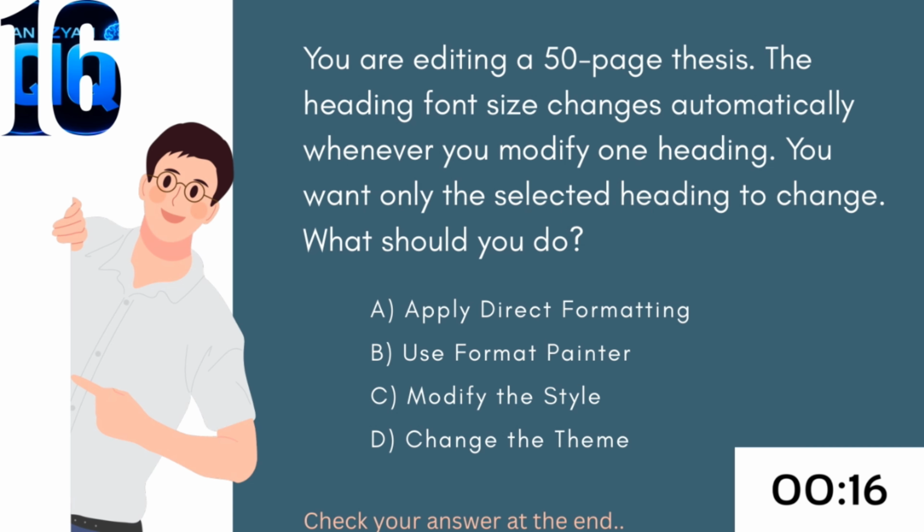Changing the theme alters the overall look of your entire document, so it's too broad for this case. Since you're editing a 50-page thesis and want only a single heading to change without affecting the rest, the best approach is applying direct formatting. It's straightforward and allows you to modify just the selected heading. Remember, this is about maintaining consistency while also giving you control over individual elements. So, in this scenario, applying direct formatting is the most suitable choice to ensure only your selected heading changes.